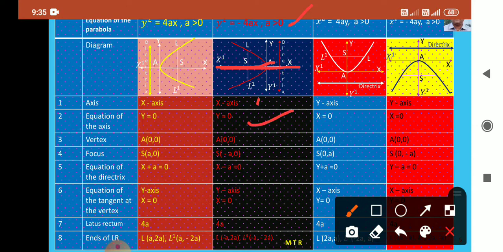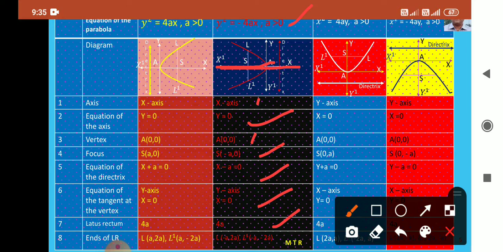So the equation of the axis is y is equal to 0. Vertex is (0, 0). Here the focus is on the x-axis but on the left side of the y-axis, so (minus a, 0). Directrix is parallel to the y-axis, on the right side of the y-axis, so x is equal to a, that is x minus a is equal to 0. The equation of tangent at the vertex is the y-axis, that is x is equal to 0. The length of the latus rectum is not changed, so it is 4a. The ends of the latus rectum are in the second quadrant and third quadrant: (minus a, 2a) and (minus a, minus 2a).